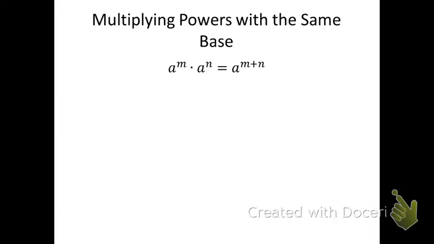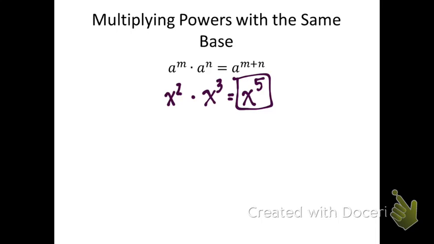First one, multiplying powers with the same base. If you have the same base and it's being raised by exponents, and there's a multiplication operation between the bases, then you would add the exponents together. So a to the m times a to the n is going to be equal to a to the m plus n. For example, let's say we had x squared times x to the third. Bases are the same, it's x, keep the base, add the exponents, x to the fifth power, 2 plus 3 is 5. That would be your answer.